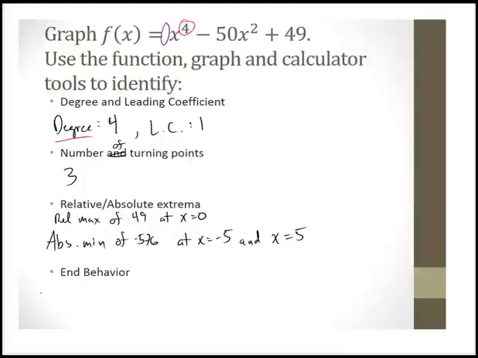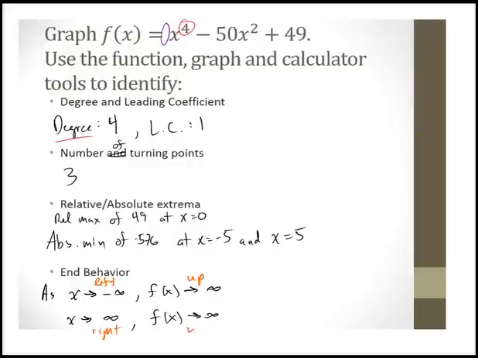So we would say, as x approaches negative infinity, f of x approaches infinity. And as x approaches positive infinity, that function again approaches infinity. So again, what does that mean? As we move to the left, the function moves up. As we move to the right, the function moves up.